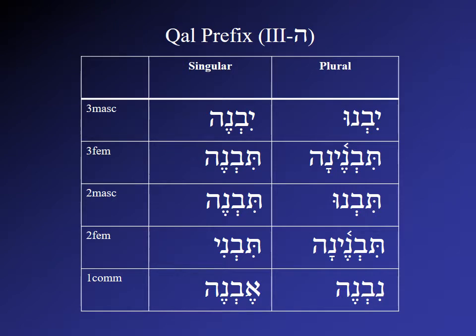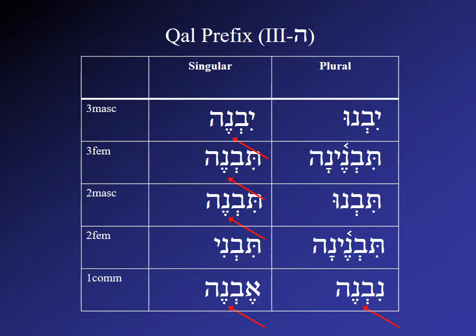Alright, now let's look at what's happening here. In all of the forms without a prefix complement, what you have is simply the full root is expressed, bet nun hey, with a segel before the hey. So yivne. You see that here, tivne, tivne, and then in the first common evne, as well as the first common plural, nivne.